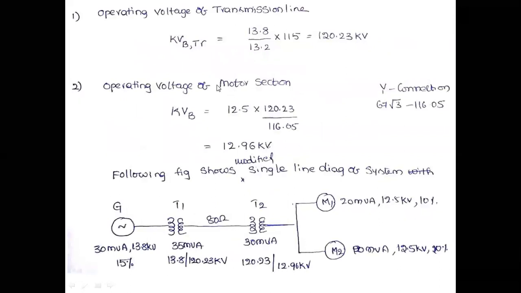So what is the next step after choosing the proper base values? Now we are going to determine the operating voltage of the transmission line. What is the need of determining the operating voltage of the transmission line? Because in the given single line diagram, the secondary voltage of the first transformer is given as 115 kV. But for the second transformer, you will have 67 kV, that too with respect to the star connected side. So both are of different type.